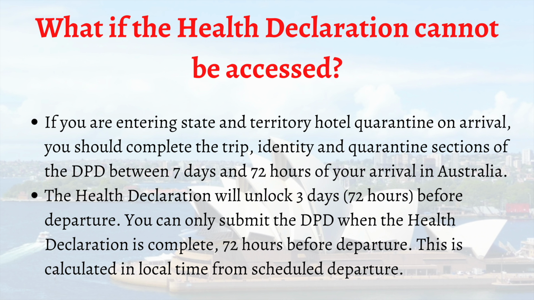What if the health declaration cannot be accessed? Now, if you are entering state and territory hotel quarantine on arrival, you should complete the trip, identity, and quarantine sections of the DPD between 7 days and 72 hours of arrival in Australia. And the health declaration will unlock 3 days or 72 hours before departure. Now, you can only submit the DPD when the health declaration is complete, 72 hours before departure, and this is calculated in local time from scheduled departure.